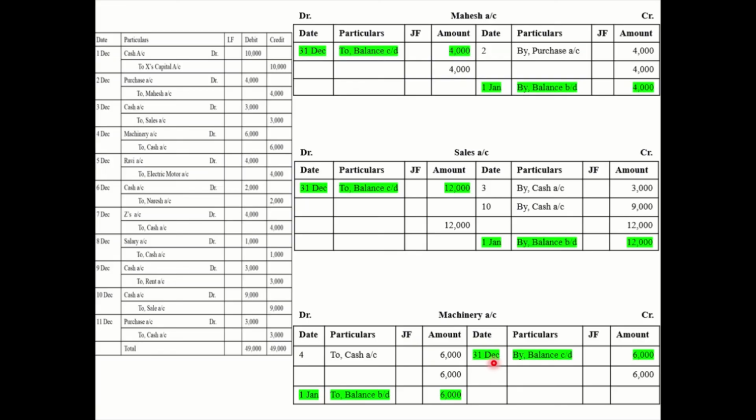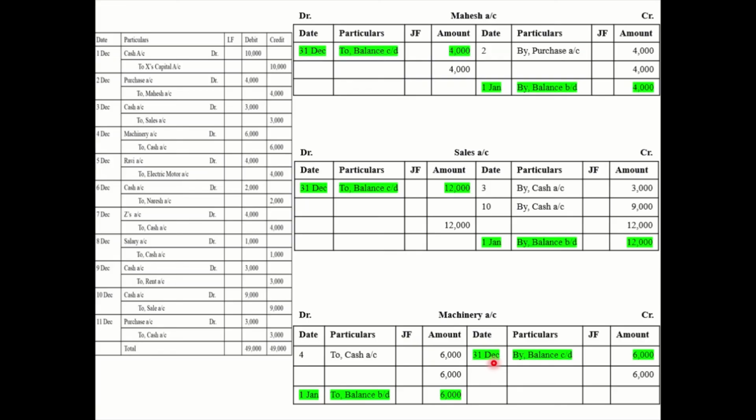Or another rule for preparing the trial balance is that all assets and expenses we record on the debit side. Cash, purchases are expenses, machinery is an asset. Okay, all assets and expenses we record on the debit side, and all liabilities, income and capital we record on the credit side.